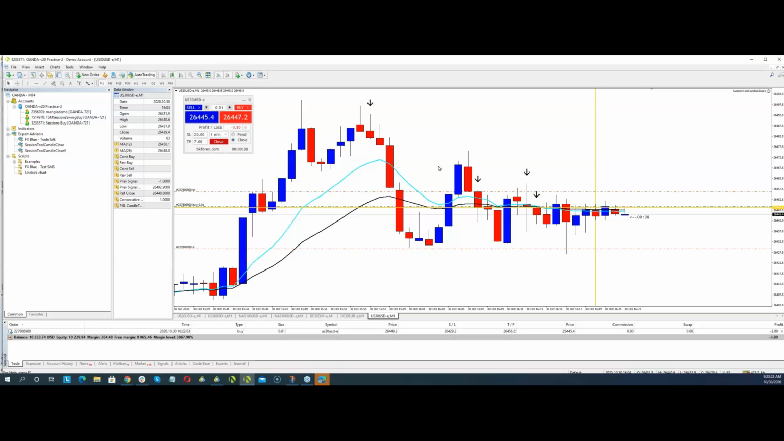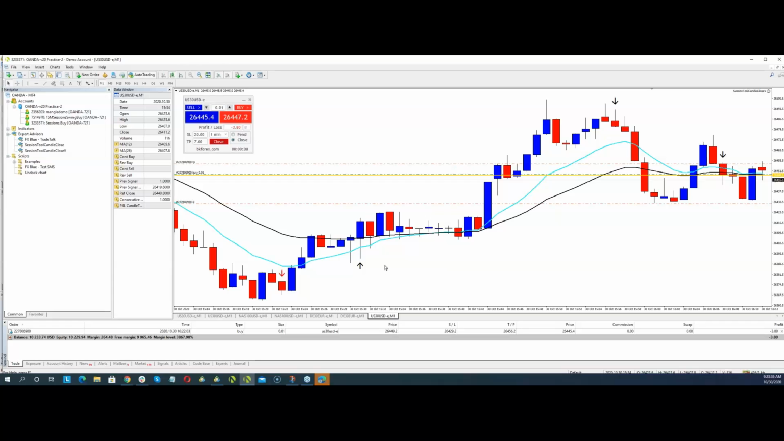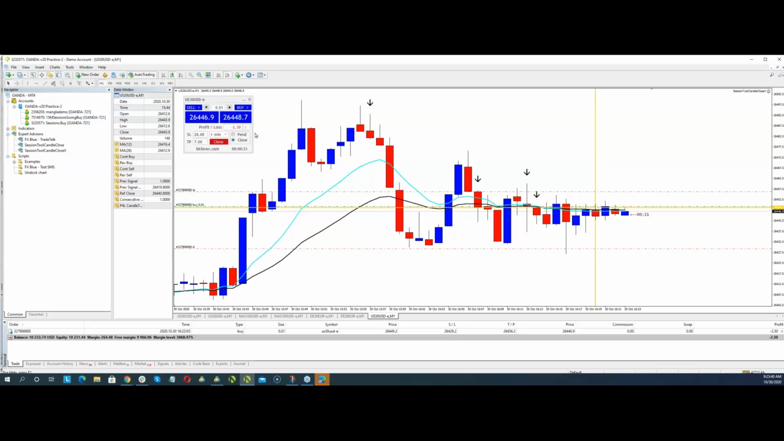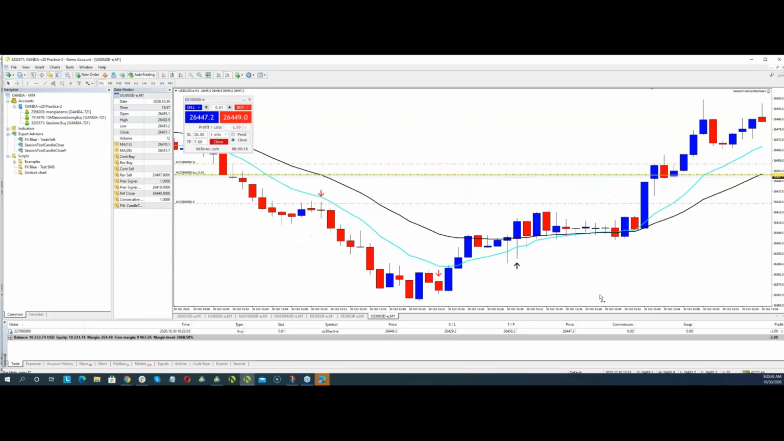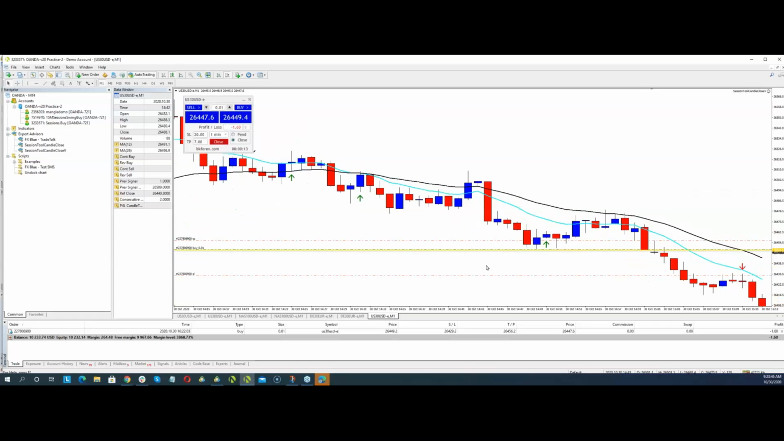What's our strategy? Our strategy is actually super, super simple. All we want to do is buy in an uptrend, sell in a downtrend. But we have a very, very unique way of doing that. So let me show you what is it that we do.